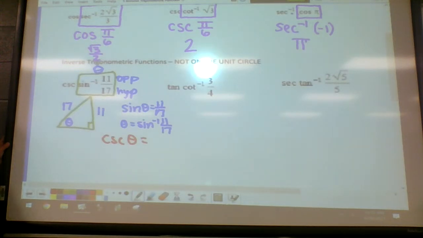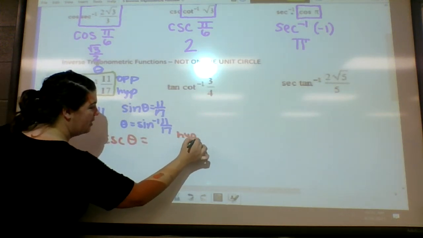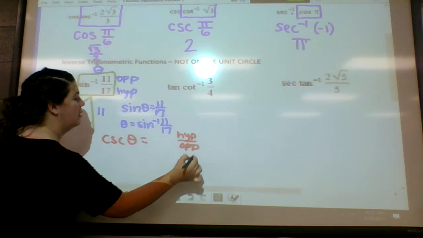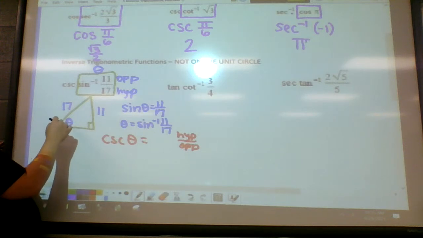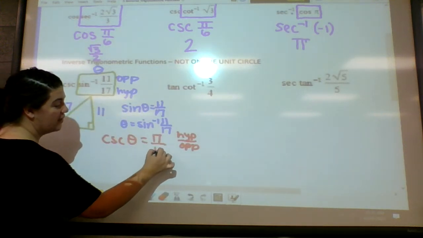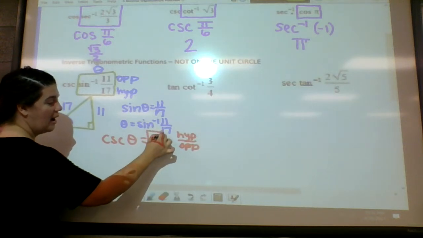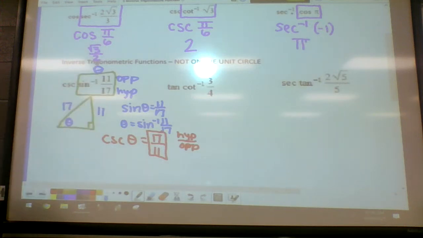Wait, say that again? Hypotenuse over opposite. And how do you know it's hypotenuse over opposite? It's the reciprocal of sine, right? Sine is opposite over hypotenuse, so reciprocate it. So what's the cosecant? Instead of opposite over hypotenuse, it's hypotenuse over opposite. So the answer to this, cosecant of the sine inverse of 11 over 17, is just 17 over 11.